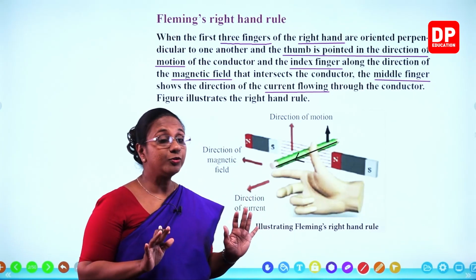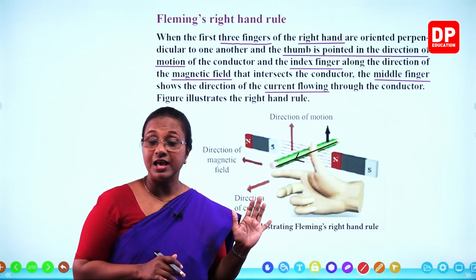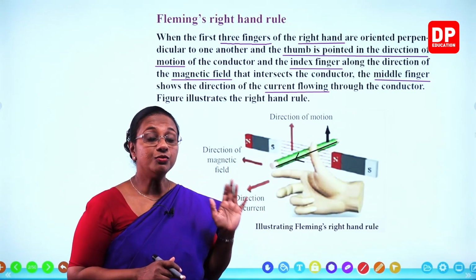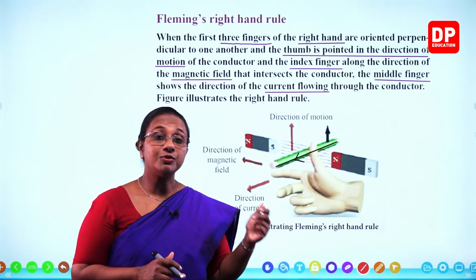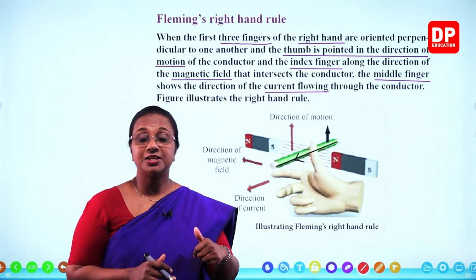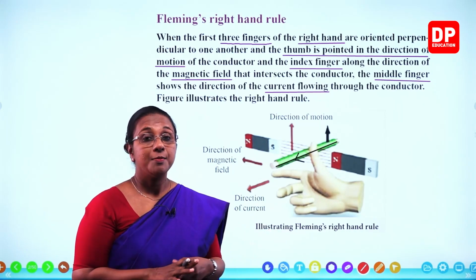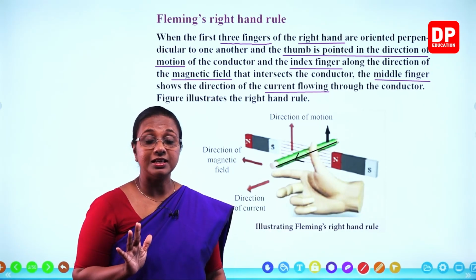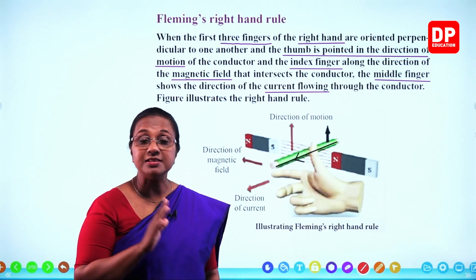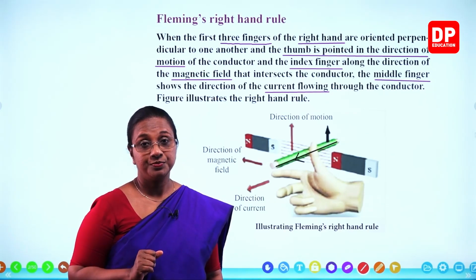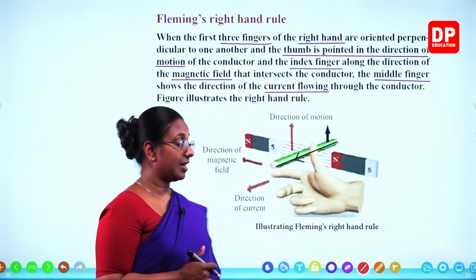Now you have to keep in mind, students, since we have learned Fleming's left-hand rule, that is to find the direction of the force. There is current flow, there is magnetic field, we find the direction of the force related to the direct current motor and all that. But here, this is electromagnetic induction, it is the right-hand rule. Fleming's right-hand rule. Is that clear, students? So then, I'll move on to the next slide.